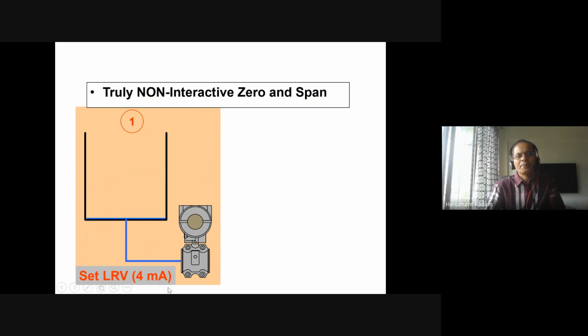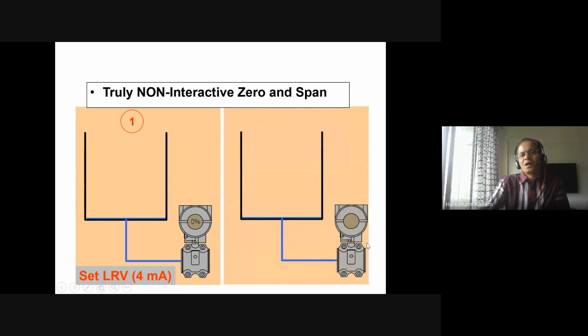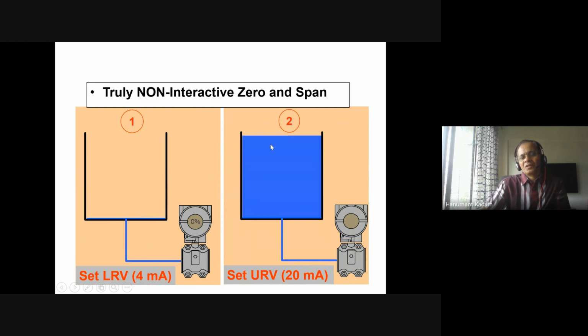Set LRV 4 milliampere here. Using this screwdriver you have set it, because LRV is the lower range, 4 milliampere. Now here set URV 20 milliampere. So this is the maximum. You can set it through this magnetic screwdriver like this. But as I told, the use of these tools is rarely done.